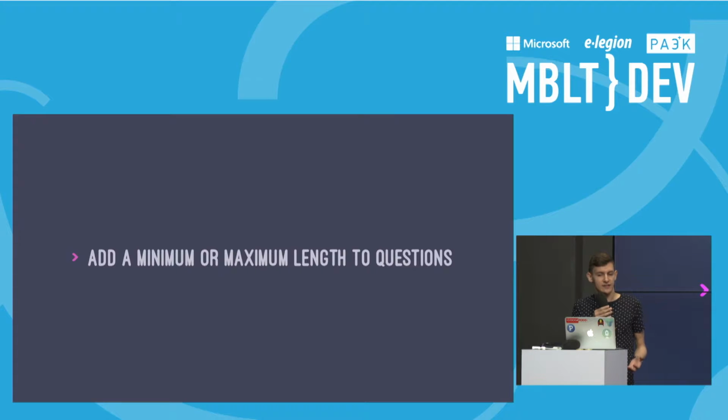You might also be asked to change some other functionality. For example, if we want to add a minimum or maximum length to a question or a choice itself, we don't really want to hard code this into the app, since it may change when management or something like that decides that the length should be changed.